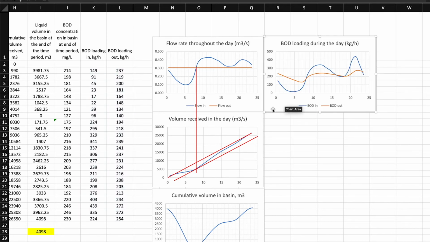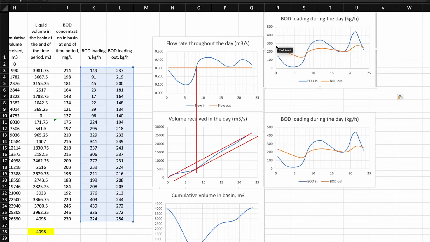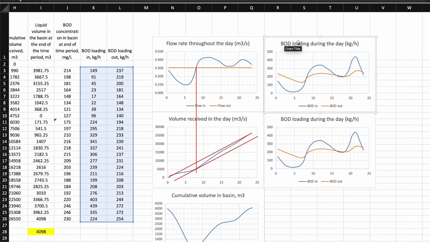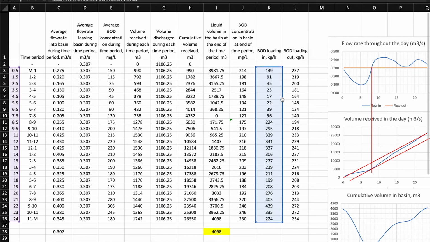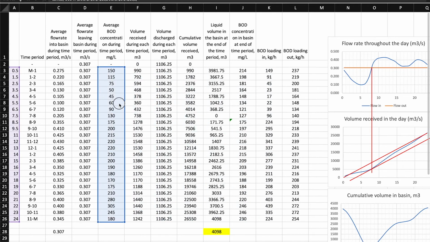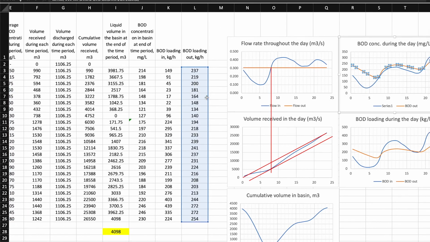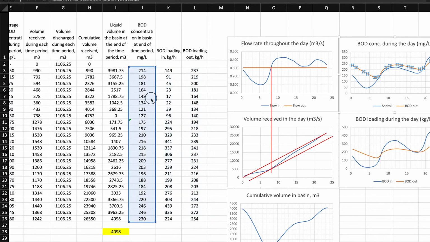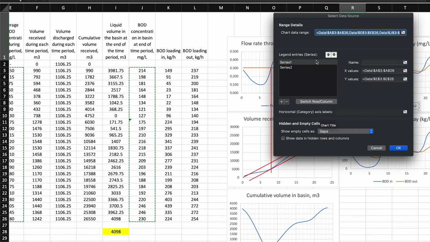Now, if I were going to use one of these plots in a report, I would want to label it much more detailed. Like I would want to put x-axis labels, y-axis labels, units, make sure everything has units, and make it look as nice as possible. All right, and let's make this plot here, which shows the concentrations in and out, and show how that's different than the loadings in and out.